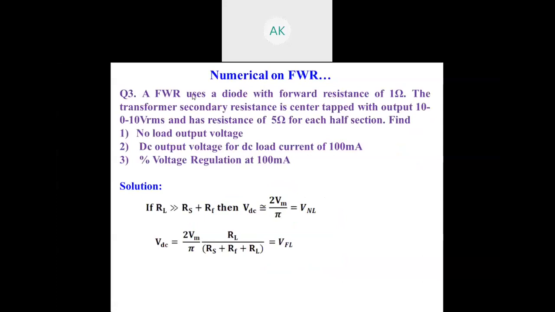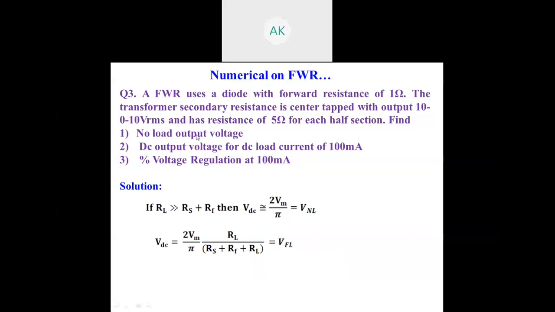Okay, the last problem. A full wave rectifier uses a diode with a forward resistance of 1 ohm. The transformer secondary is center tapped with output 10 volt RMS and has a resistance of 5 ohm for each half section. Find the no load voltage, the DC voltage for a DC current of 100 milliampere, and the voltage regulation.